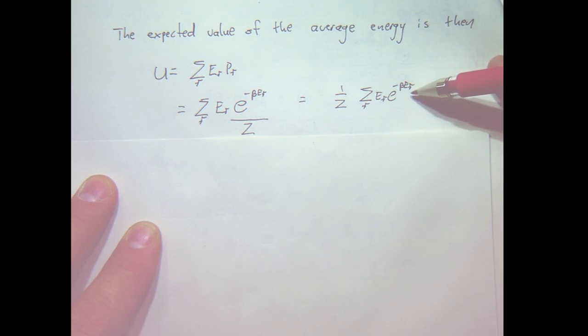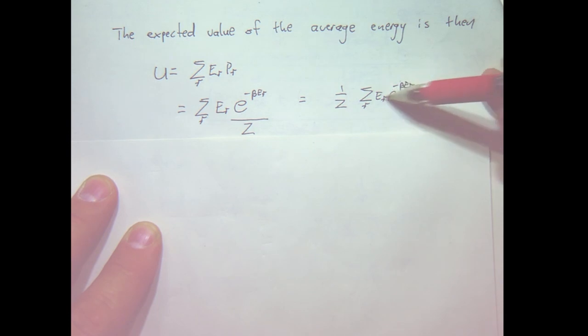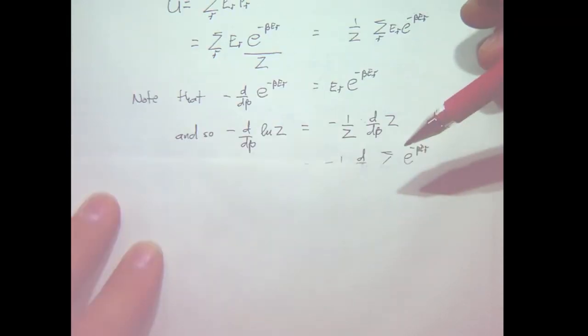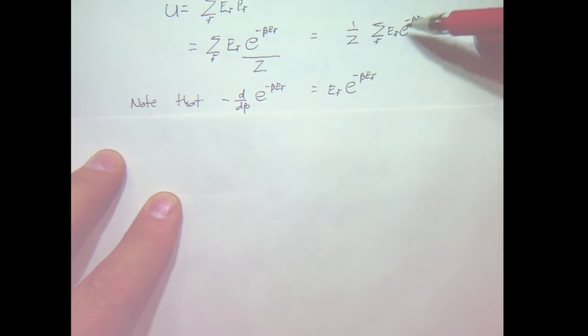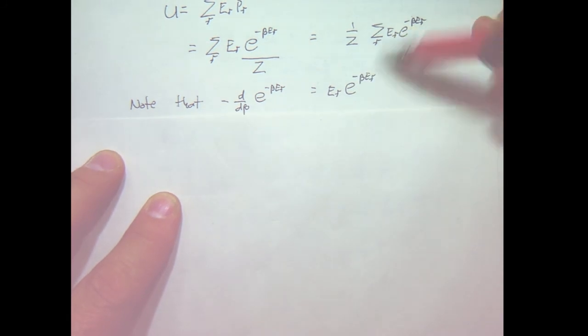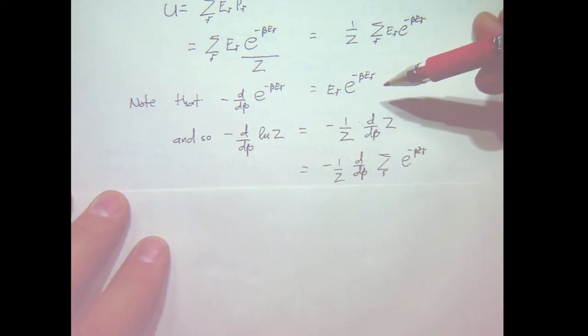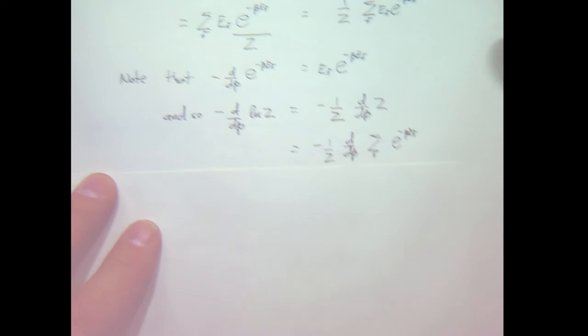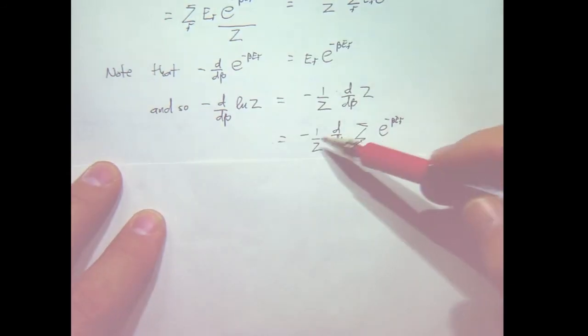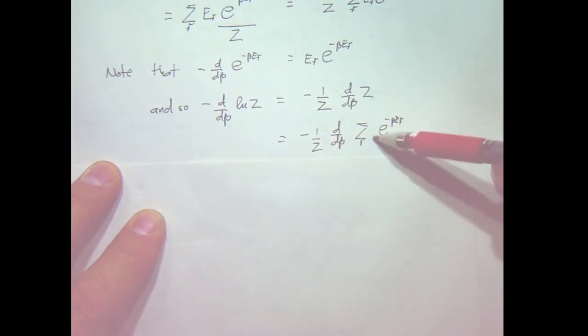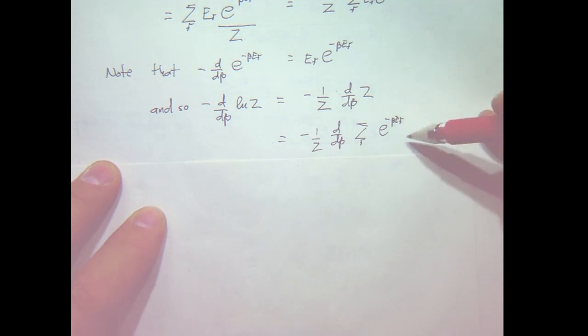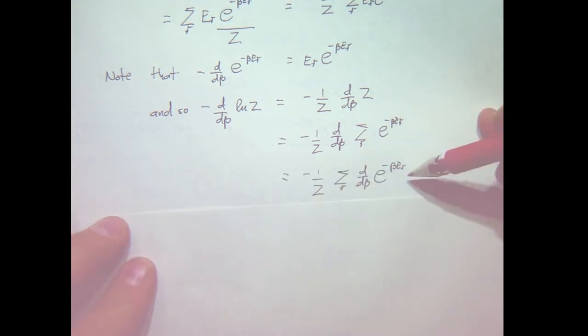It's like if you differentiate. So you've got an E_R in the exponent there. If you differentiate with respect to beta and multiply by -1, that'll give you that. So you do that, and then you've got the sum over R, e to the minus beta E_R. So you've got -1 over Z, d by d beta, sum over R, e to the minus beta E_R. But what's that? Z.